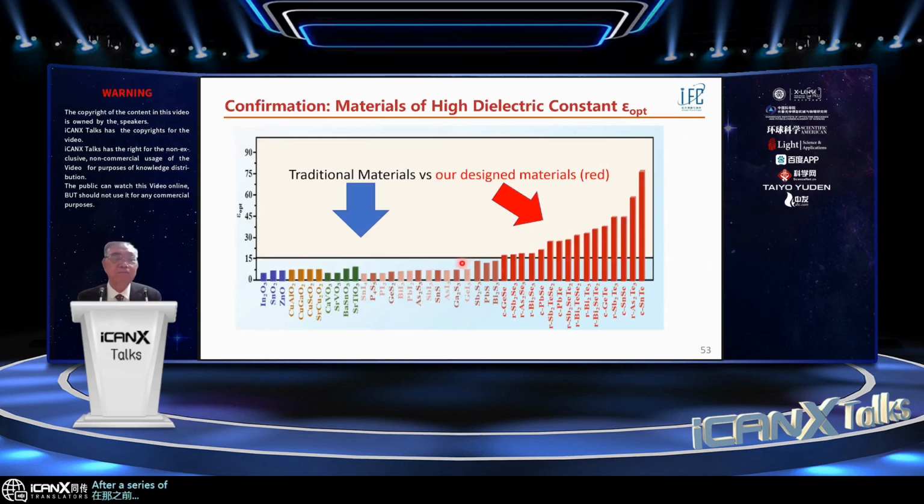And then after theoretical calculation, we can examine the existing materials. These are the traditional materials you can find in the literature. And then calculate according to that, you can design our material. These are red. These are the designed materials. From here, you can see that this epsilon, traditionally it is very low. And then here is very high.